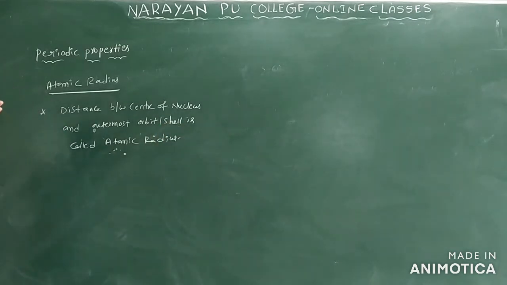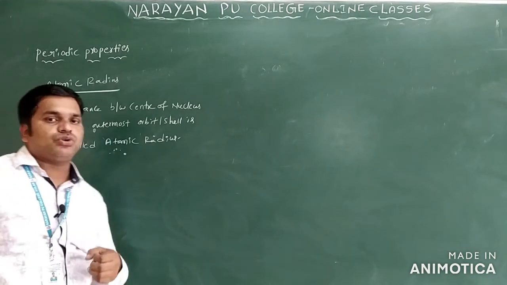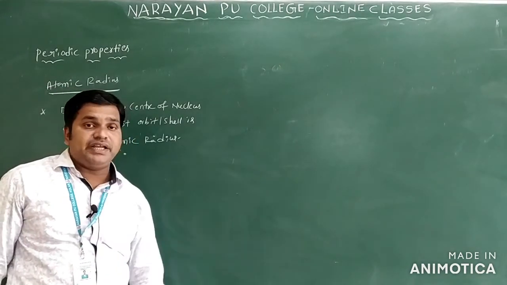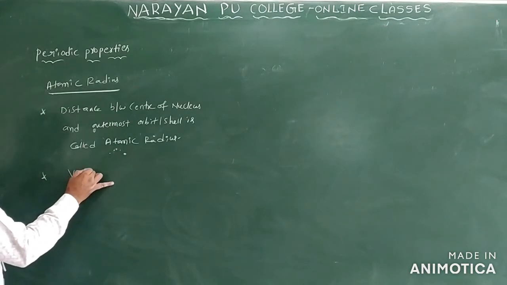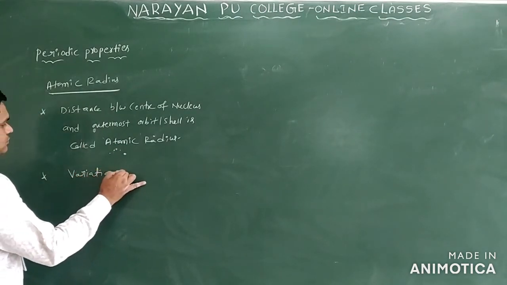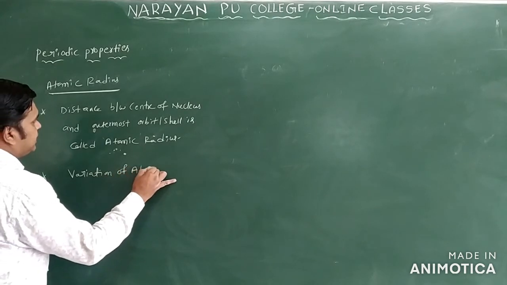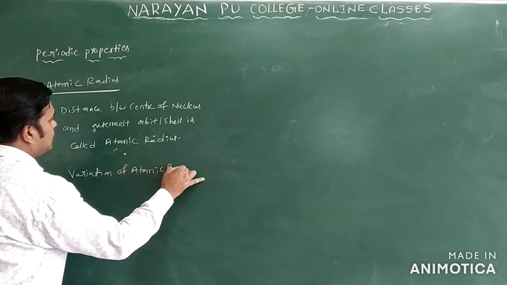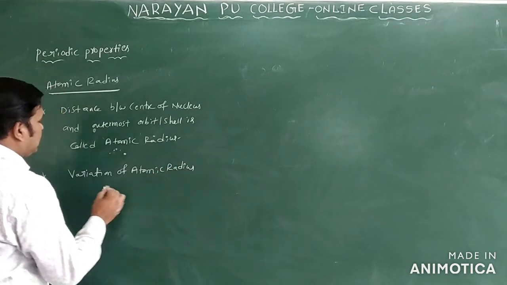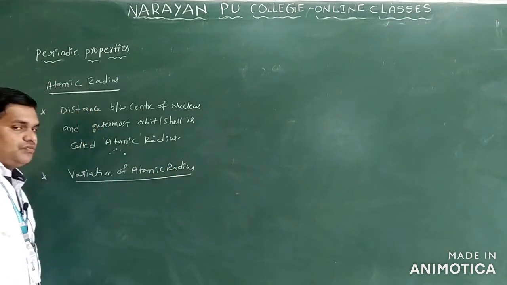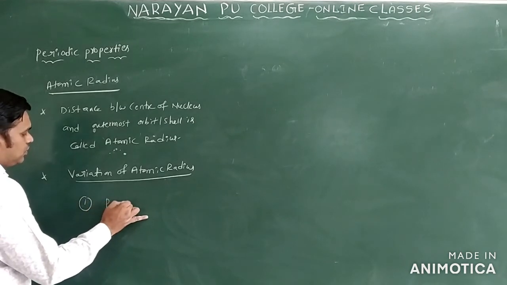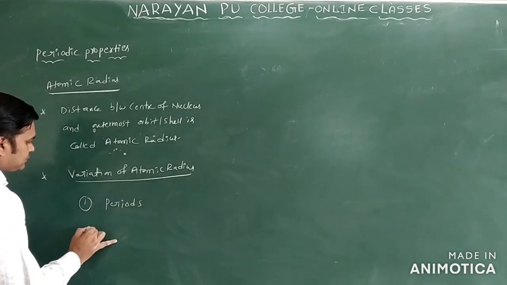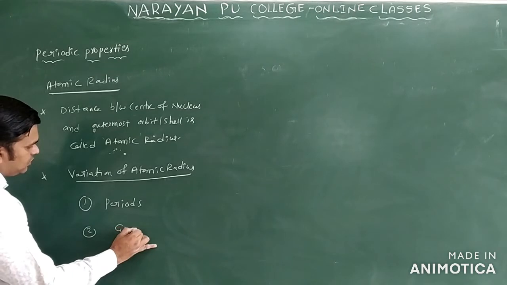So generally we have to discuss a very important topic: the variation of atomic radius in both periods and groups only. I will write here the variation of atomic radius, or we also call it atomic radii. So variation of atomic radius we can observe in both periods and groups only.